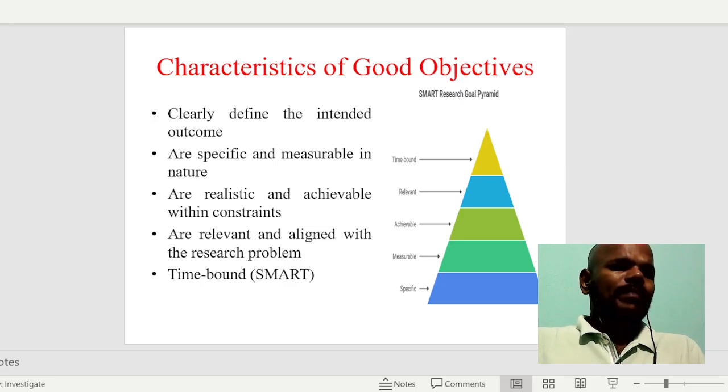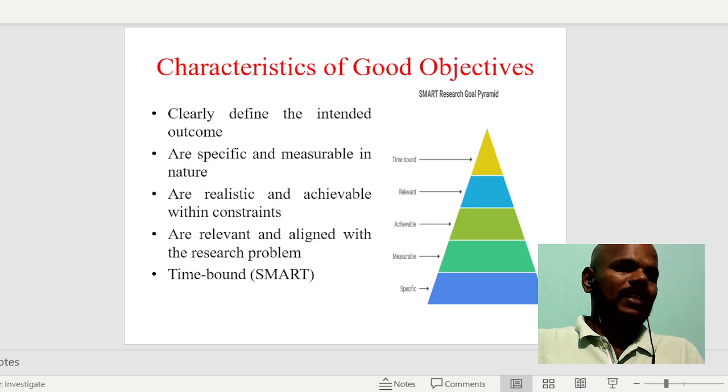Next, objectives are realistic and achievable within constraints. Every research naturally has some limitations, right? So within that limitation, is it really achievable or not? If it is achievable, that is one of the characteristics of a research objective. Next, whether it is relevant and aligned to the research question or not. And one more, the last and final one: time bound.